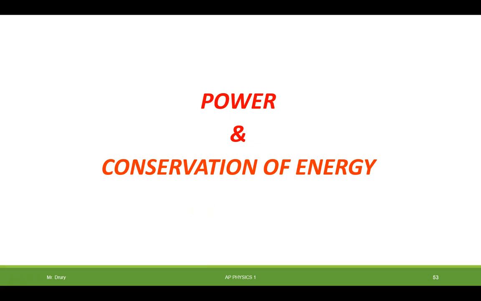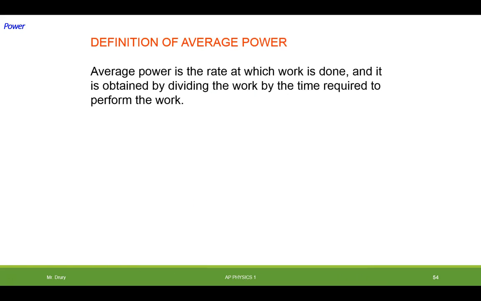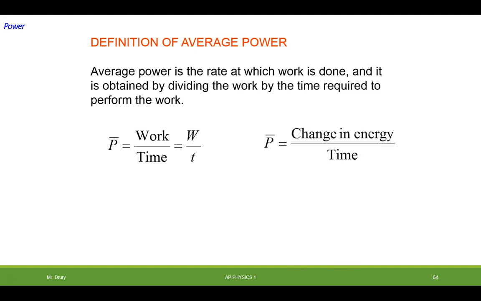Today we'll be talking about power and conservation of energy. Power is basically just the rate at which you do work, or how fast energy is being used. It's obtained by dividing the work per unit of time. So it's really the rate at which work is done, or the rate at which you use energy.